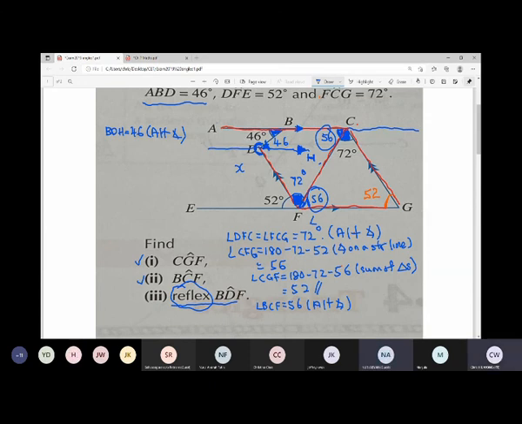FDH. Say again. FDH. Very good. What is FDH? 52. Very clever. I put 52 here. So FDH equals 52. What is your reason, Aisha? Alternate angles. Excellent. So now you have 46 plus 52, right? Now, how do you calculate X? You can do already. Angle X is equal to what?